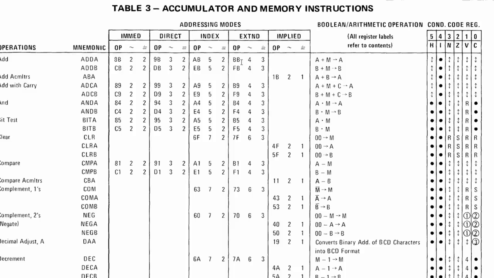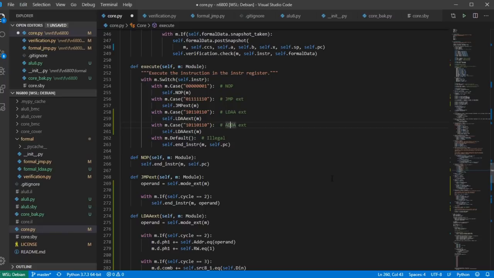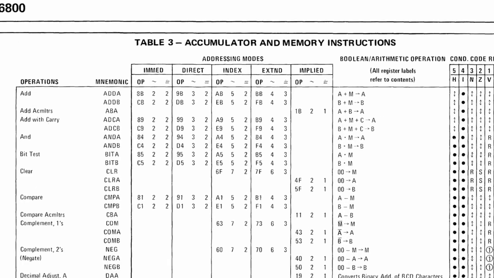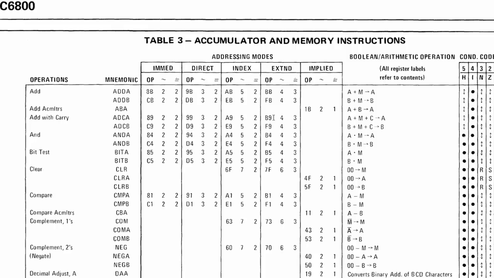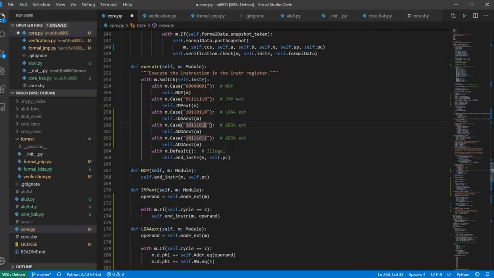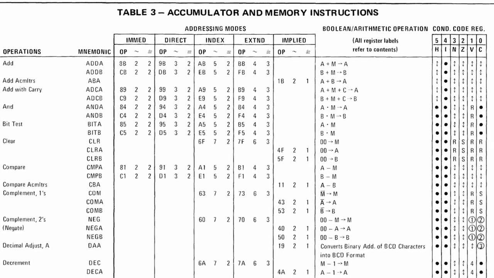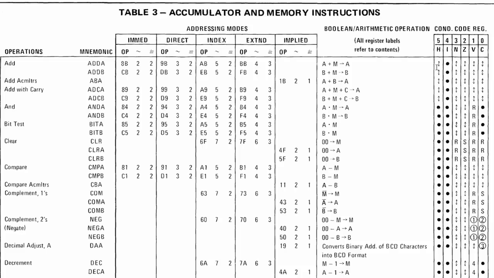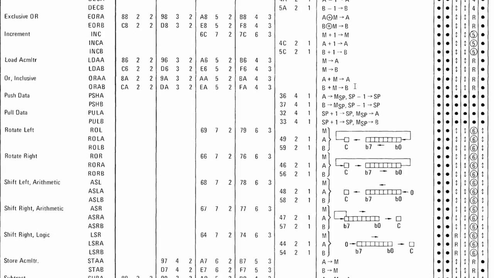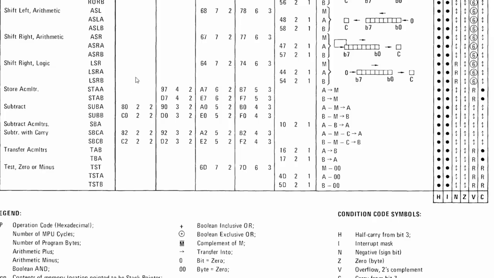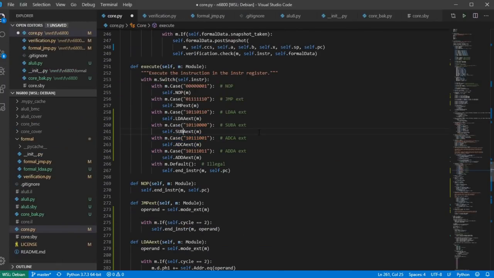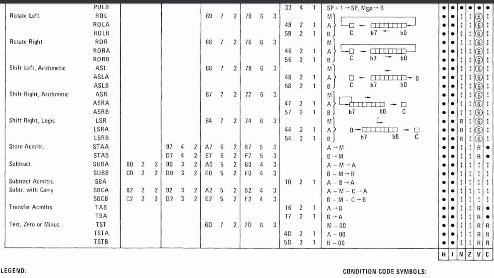So in terms of the extended version, okay, here is the extended opcode for add. It's BB, so let's go ahead and add that. And we can also see that ADC is B9. Now you can see over on the right side of the table that for add and add with carry, the H flag is changed along with the N, Z, V, and C flags. And if we go to subtract, we can see that the H flag is not actually modified. So subtract sub is B0. And subtract with carry is B2.